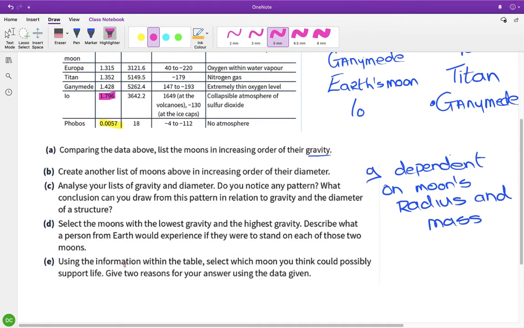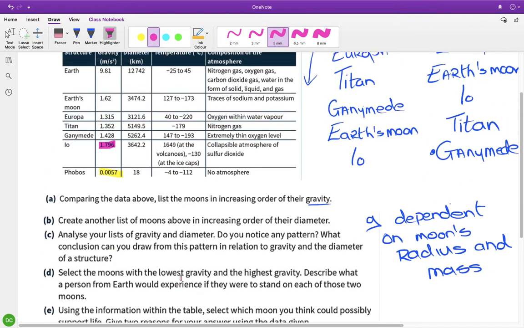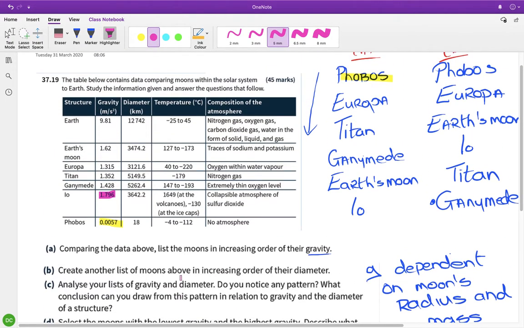And using the information within the table, select the moon you think could possibly support life and give 2 reasons for your answer using the data. So I saw one there when I was reading it. Yeah, this is probably the one I would pick. So gravity is, you know, not tiny. It's 8 times smaller than it is on Earth. So, you know, it's still in the realm.